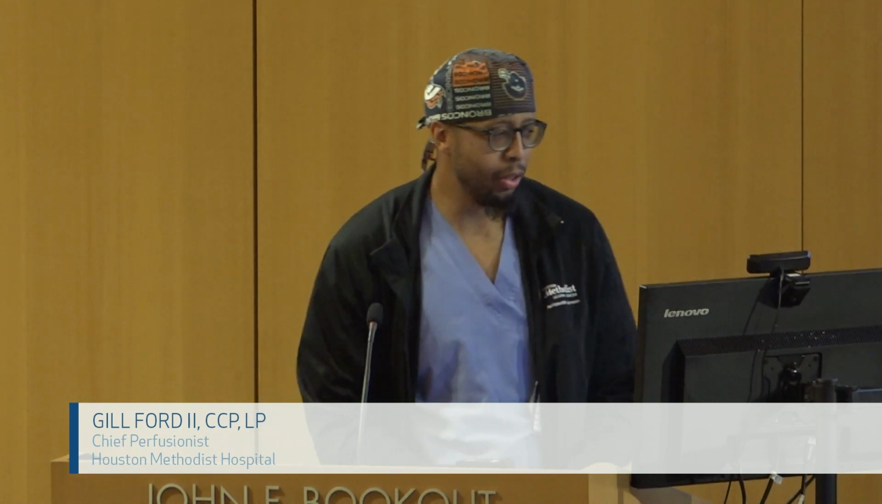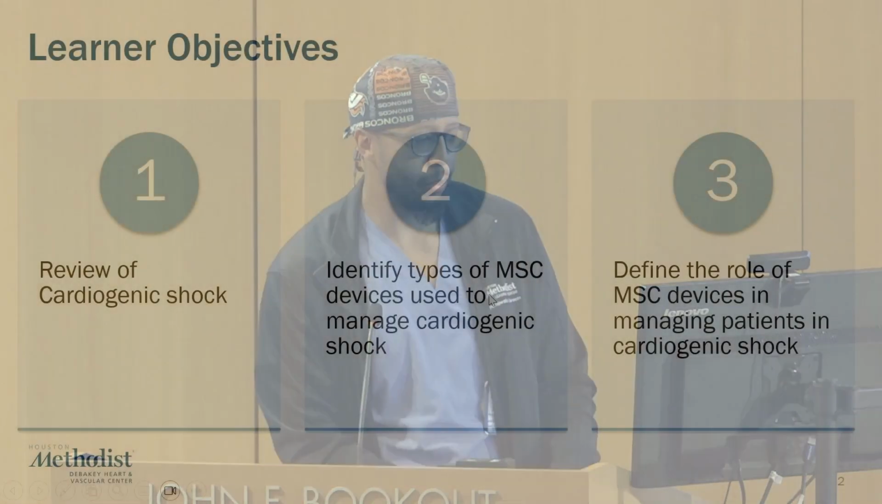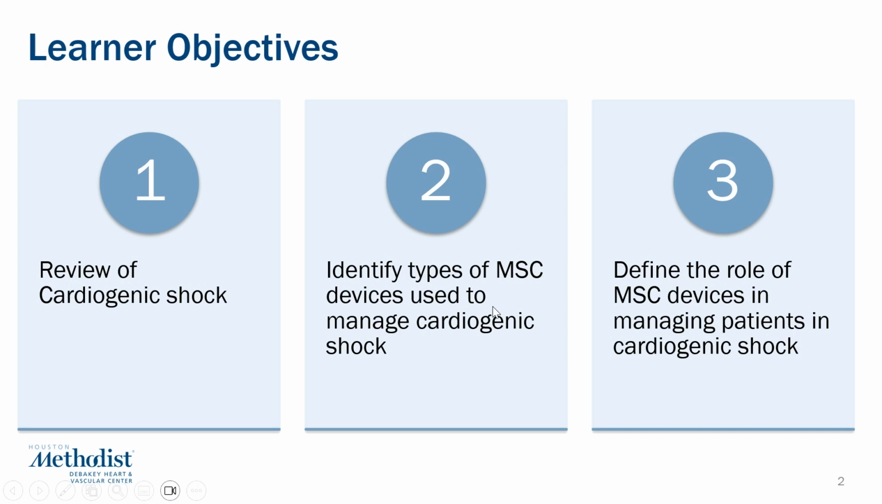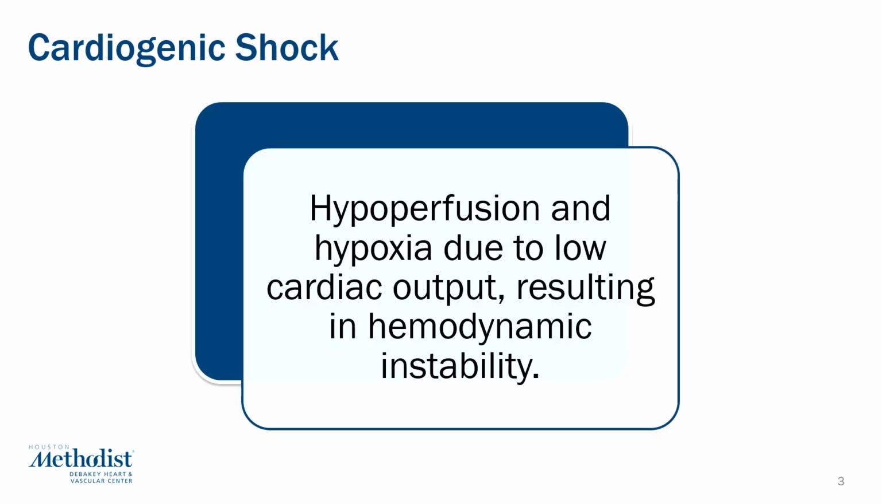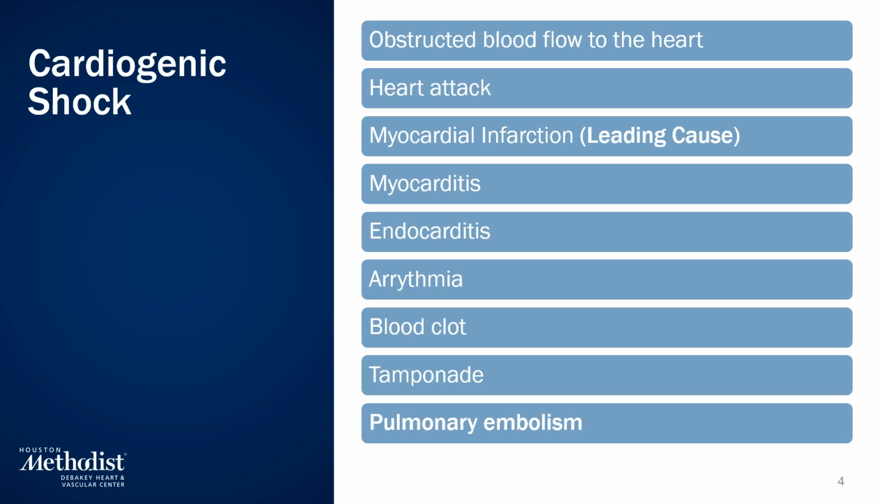So just a quick overview of what we're going to go over. We're going to briefly discuss what cardiogenic shock is, the types of MCS devices used to manage it, and the role of those MCS devices. Cardiogenic shock is hypoperfusion and hypoxia due to low cardiac output, resulting in hemodynamic instability. These are some of the causes of cardiogenic shock: obstructed blood flow, so coronary artery disease, which can also result in heart attack, myocardial infarction, which is one of the leading causes, myocarditis, endocarditis, arrhythmia, and so on.